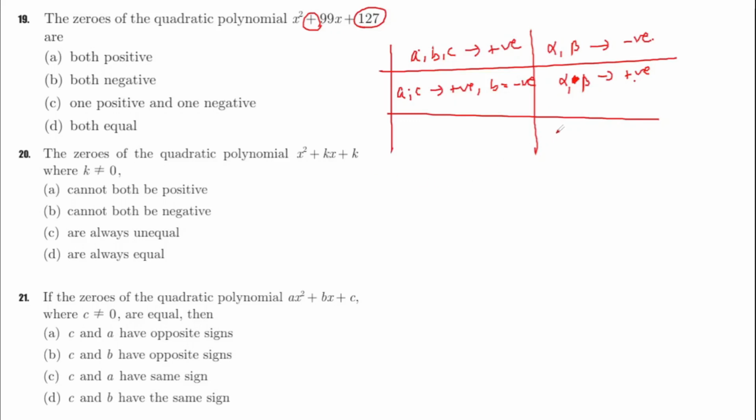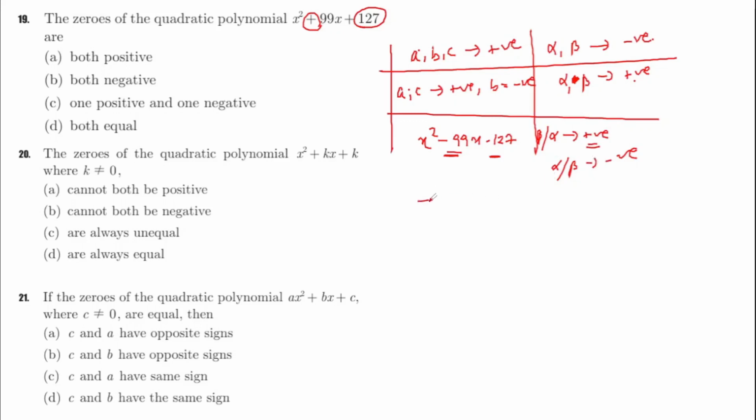remember one is positive, that may be alpha, that may be beta, either of them. One is positive and one is negative. For example, like this, x square minus 99x and minus 127. Here both B and C are negative. That means one of them is positive and one of them is negative.